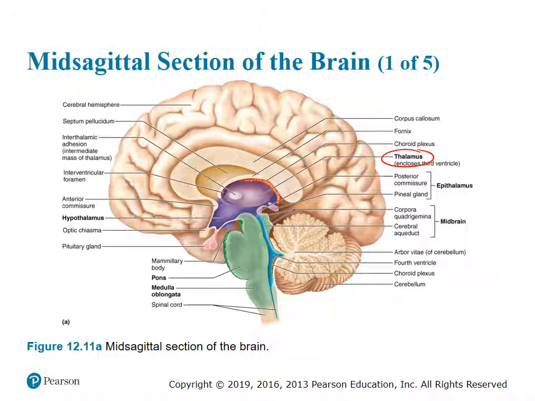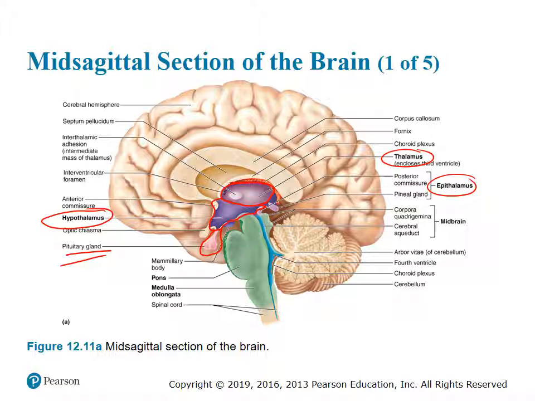Thalamus, hypothalamus, and what we call the epithalamus. So let me circle those for you, right? The egg-shaped structure right there in the middle is the thalamus. The area right below here is the hypothalamus, which does include as well this little outpouching, the pituitary gland, which is for hormones.